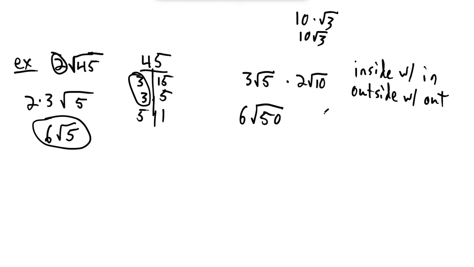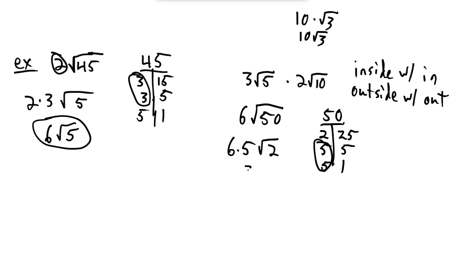Now we have to do 50 on a t-chart. Make sure that there's nothing left in there that we can pull out. Divide by 2, get to 25. Divide that by 5, we get to 5, and 5 to 1. So we have those 2 5s in there. This becomes 6 times 5, square root 2, or 30 square root 2.